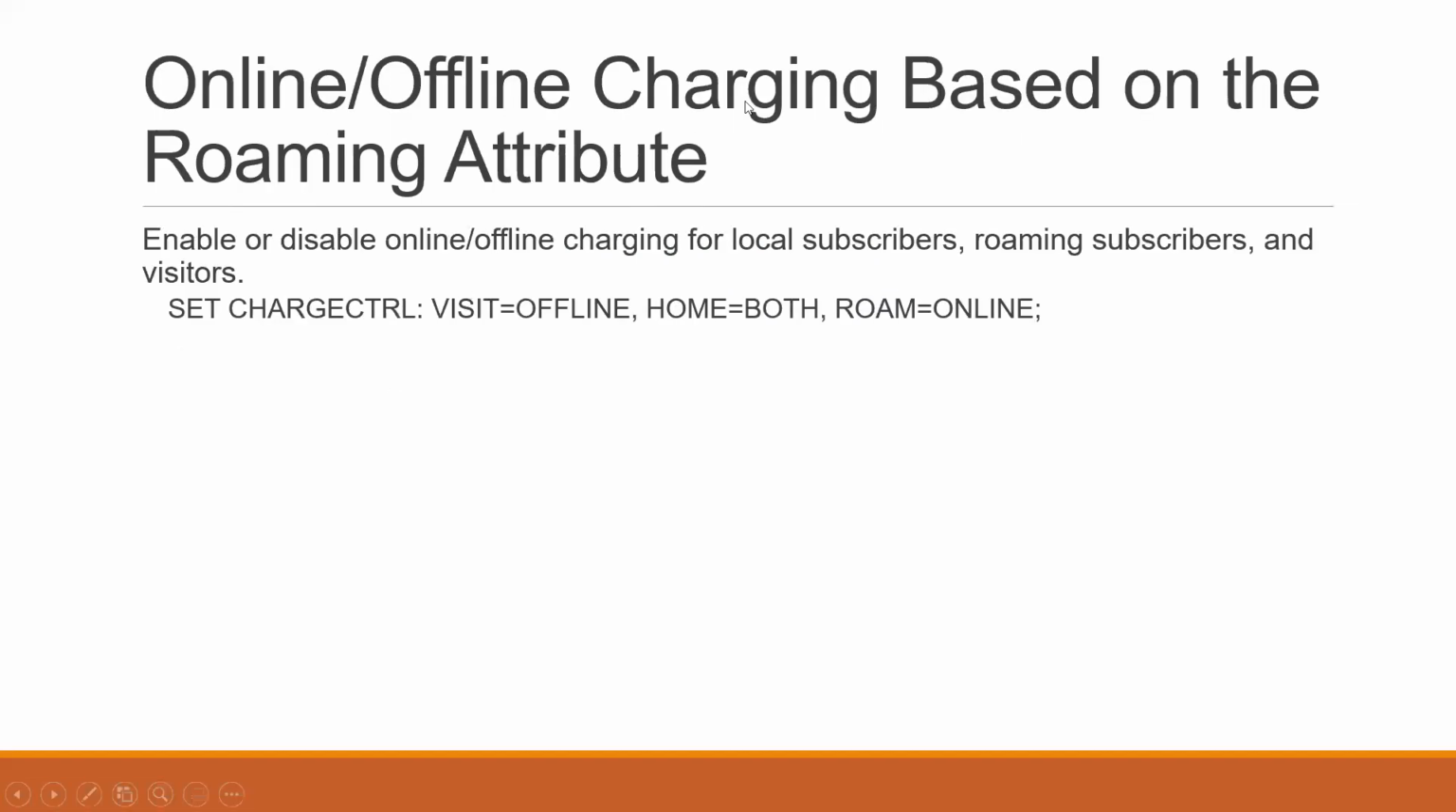Right. So online charging and offline charging, you can specify for local roaming subscribers. Okay, so set charge control for visitors. You can specify whether it should be online charging or offline charging. So here we mentioned there's online charging. For home subscriber, it's going to be both online and offline, which means that you're going to communicate with OCS and you're going to create CDRs. And for users that are roaming, it's going to be only online charging.